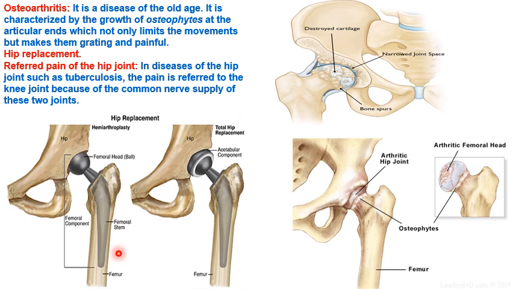Any replacement of a joint is called arthroplasty. So when only the head is damaged and is replaced, it is called hemiarthroplasty. That is, only one part of the joint is replaced. When both the acetabulum and the head are damaged and both have to be replaced, then it is called total hip replacement.